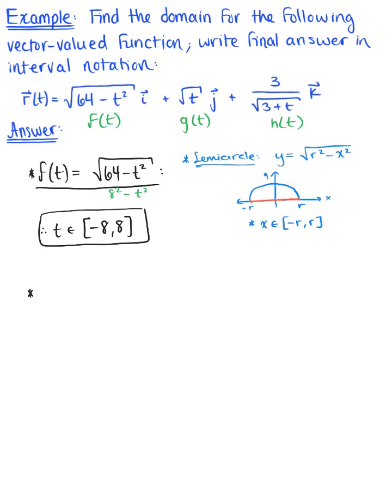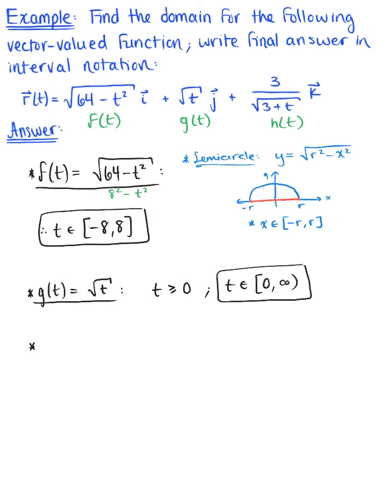And now similarly, we want to do the same thing for g of t, which is defined here as the square root of t. So here we just have a square root, and we of course recall that with any even root radical, we always want the radicand, or the inside, to be positive or greater than or equal to 0. And that's it. So we can say here that the domain is t is any real number greater than or equal to 0.